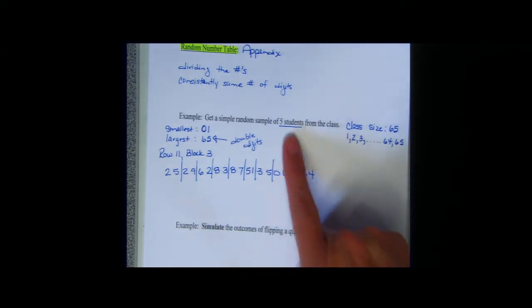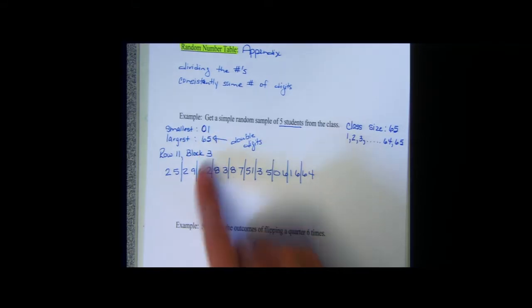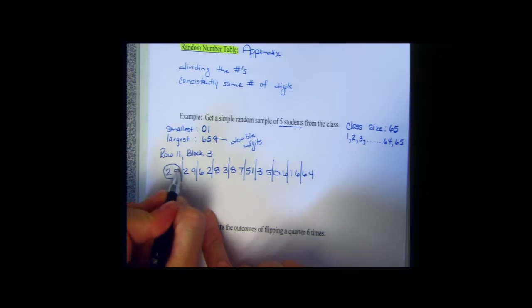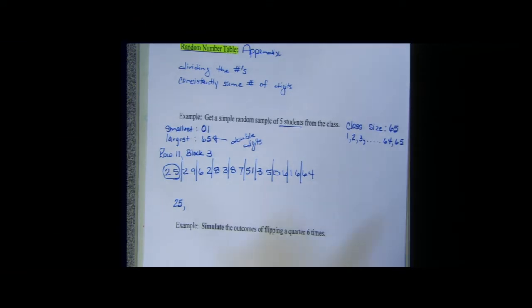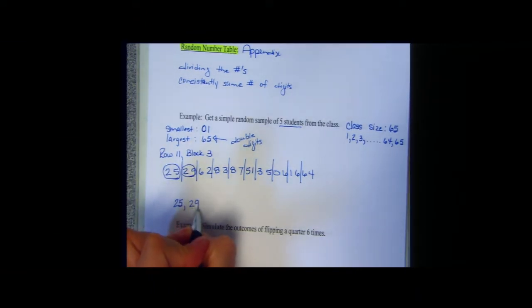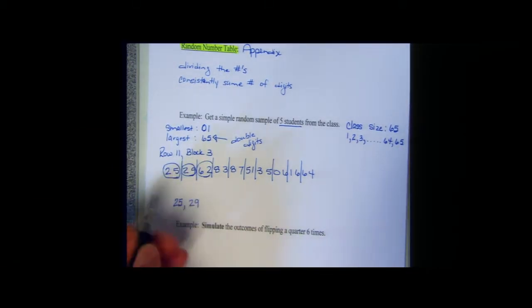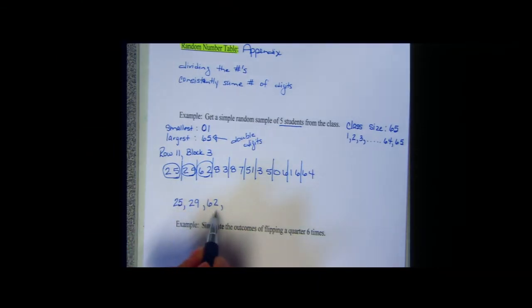And we're looking for 5 students. So I'm looking for from student 1 all the way up to 65. So I look here and I go, okay, there is a student numbered 25. So they will be in my sample. There is a student 29. They will be in my sample. 62 would be in my sample. So I have 3, I just need 2 more.